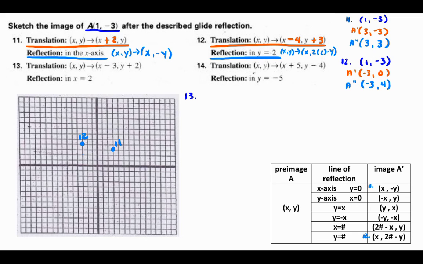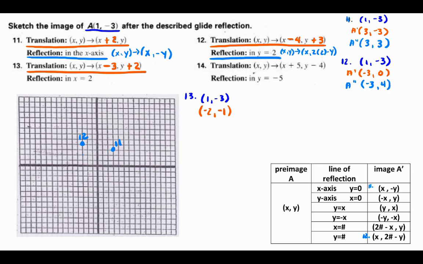Problem 13, once again, we begin at the point A of 1, -3. We're going to do our translation. So this time we're going to subtract 3 from our x coordinate and add 2 to the y. So 1 minus 3 is -2, and -3 plus 2 is -1.